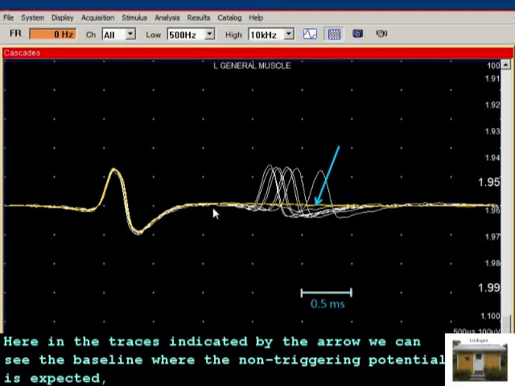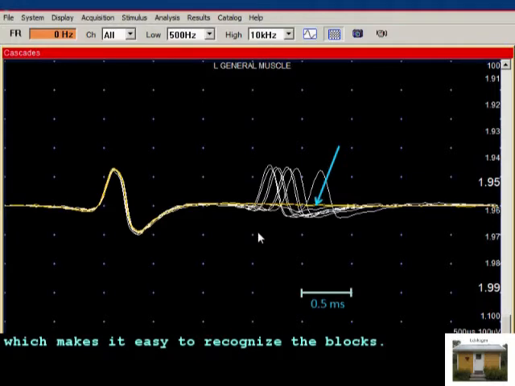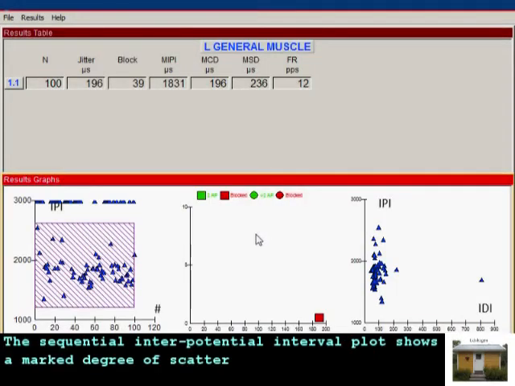Here in the traces indicated by the arrow, we can see the baseline where the non-triggering potential is expected, which makes it easy to recognize the blocks. The sequential interpotential interval plot shows a marked degree of scatter.